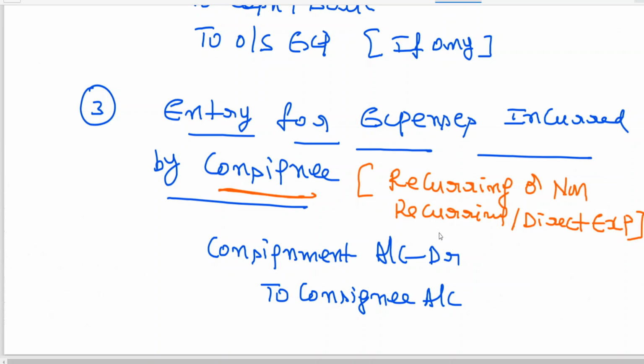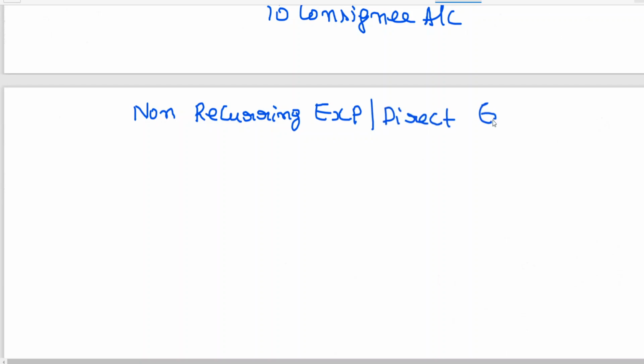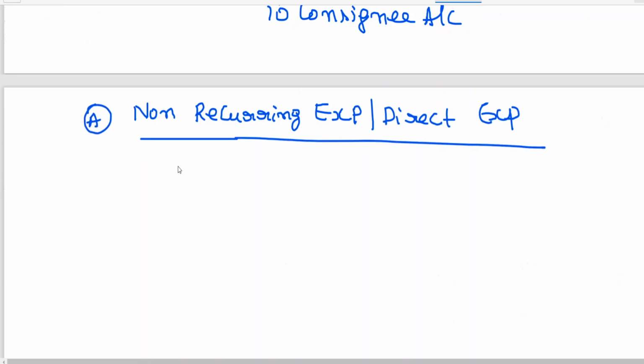Sir, a simple example to explain to you. The non-recurring expenses of the consignor will be, we can say, loading charges, unloading, carriage, insurance in transit, or octroi. Here I will be giving you the list. Non-recurring expenses are direct expenses.